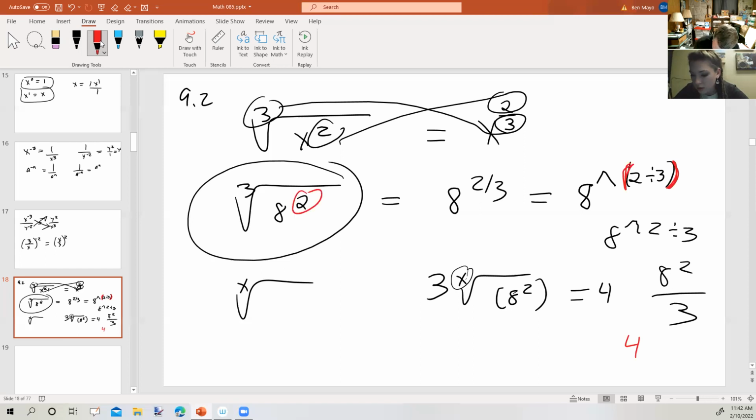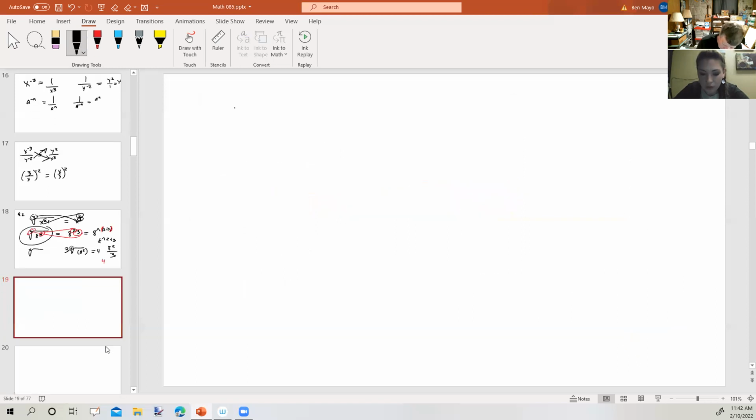So again, the exponent, the power is on top, the index, the root is on the bottom of the exponent, okay? Now, let's go back and let's look at this same problem again. The cube root of 8 squared.